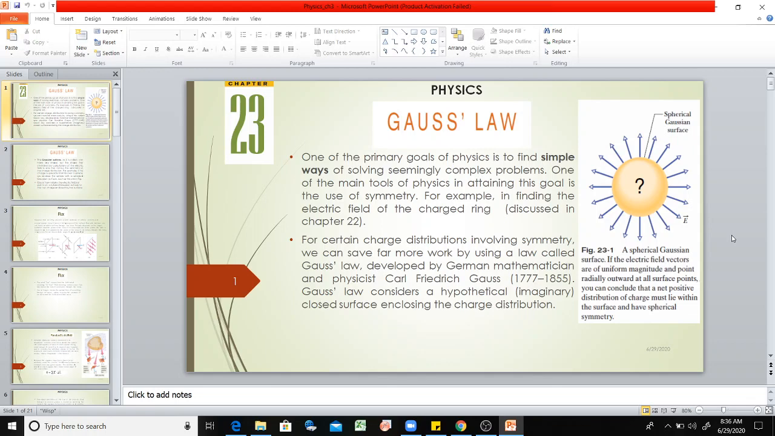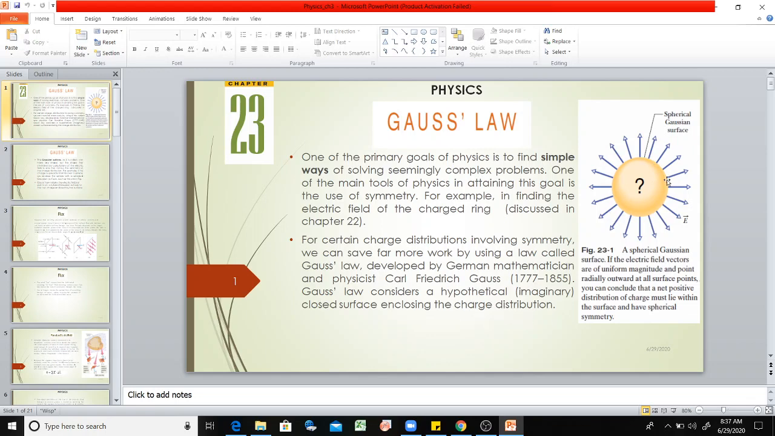So for certain charge distributions involving symmetry, we can save far more work by using a law called Gauss's law, developed by the German mathematician and physicist Friedrich Gauss, who lived from 1777 to 1855. Gauss's law considers a hypothetical or imaginary closed surface enclosing the charge distribution.